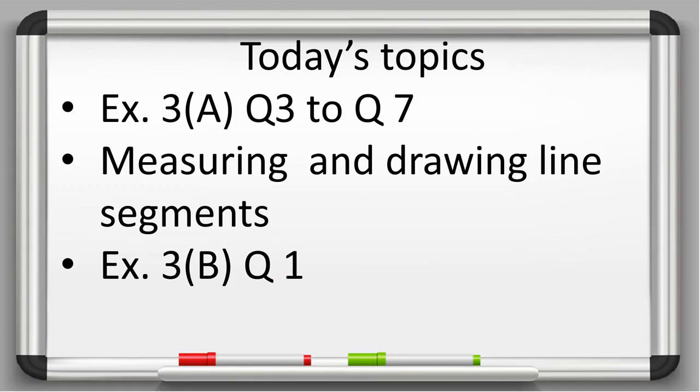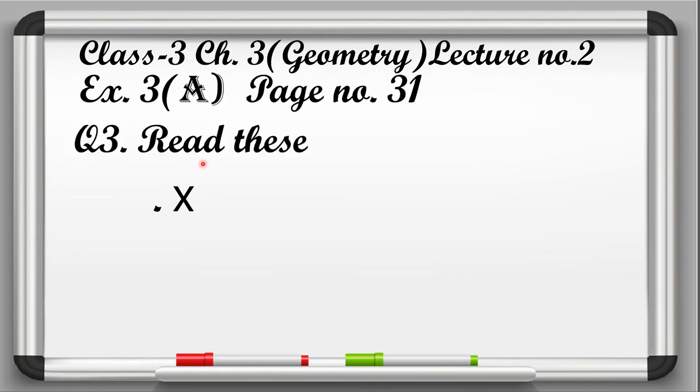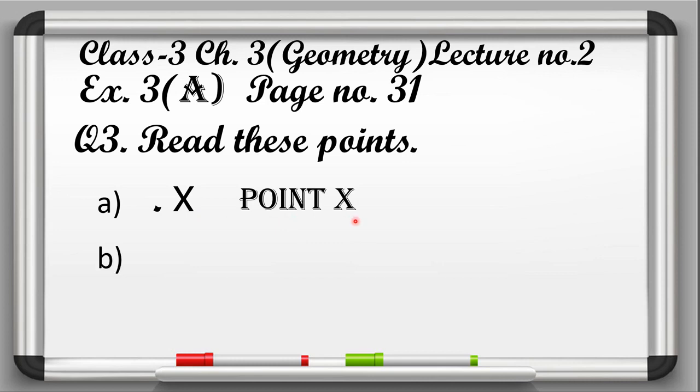So let's start. Now beta, exercise 3A, which is given on page number 31 in your book. Question number 3. Read these points. So here in A part, this point is given, and name X is given. So how we can read this? That is point X.